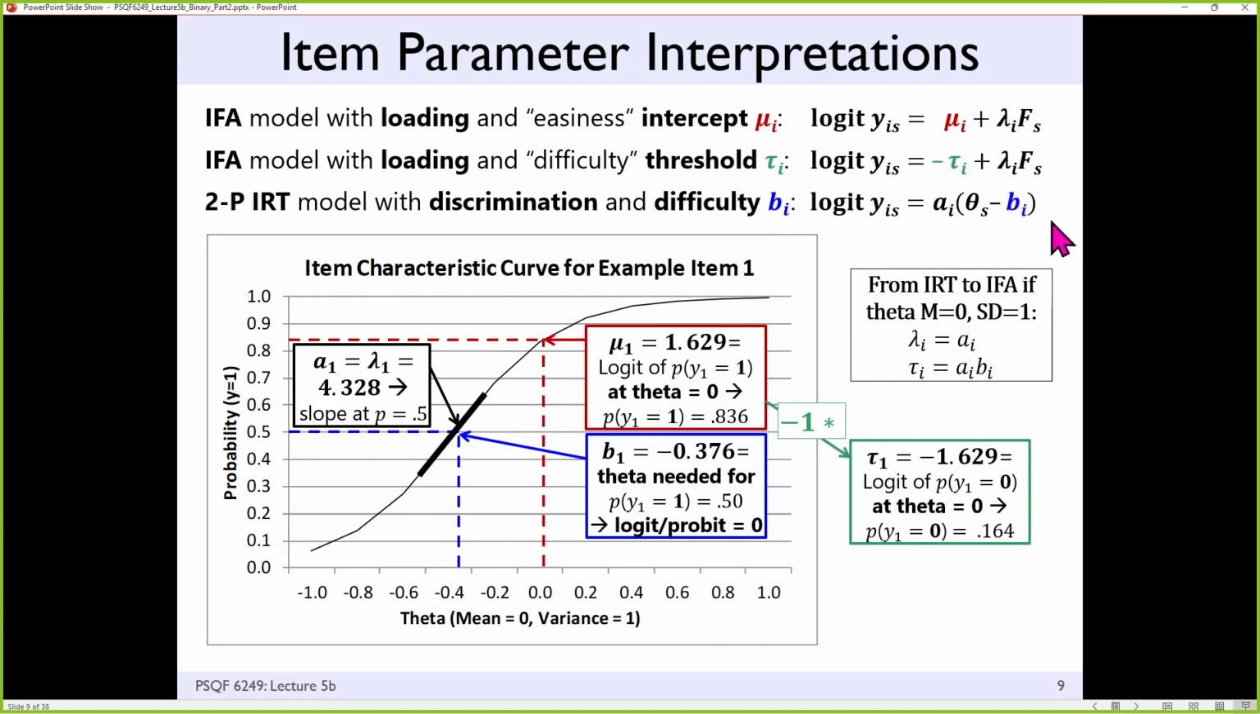So your task to figure out what the hell you're doing, this is step 1. What are you getting back? Because there's 3 different versions of location. Intercepts, which are easiness parameters, thresholds, which are difficulties focused on a theta of 0, or actual difficulty values, which focus on a logit of 0. And your software may not tell you very easily, but that's where I can hopefully help.